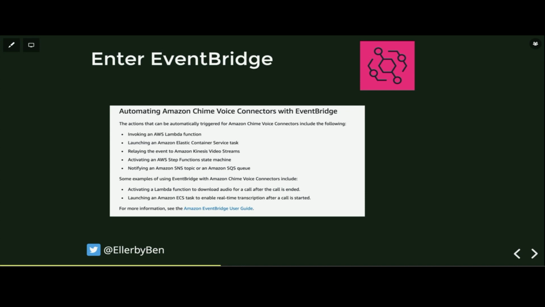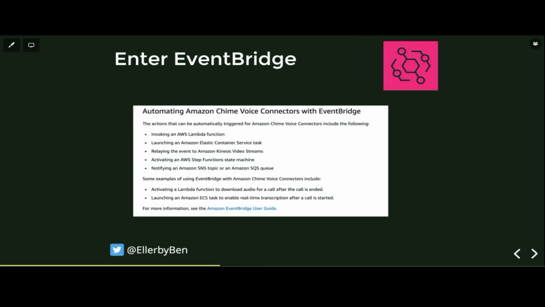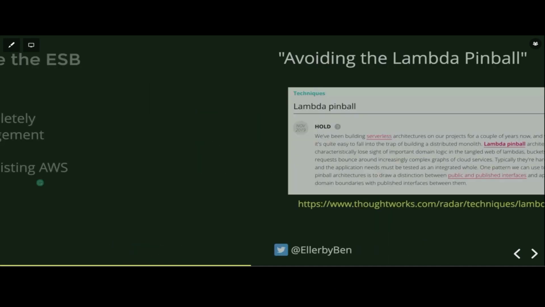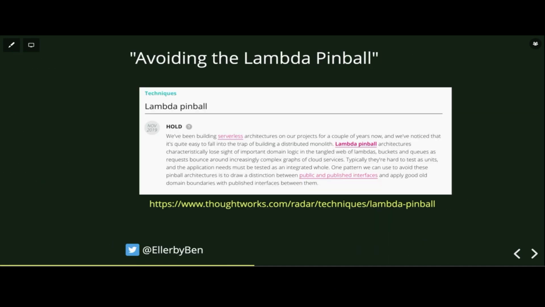So you could even have a Lambda function that's used to download the transcript of a call after it's finished. Really, EventBridge links into all the different services in AWS very well, and the list of services that are supported is growing rapidly. But why do we try and take an event-driven approach, and why are things like event bridges or event buses useful? Well, they help us avoid the Lambda pinball.